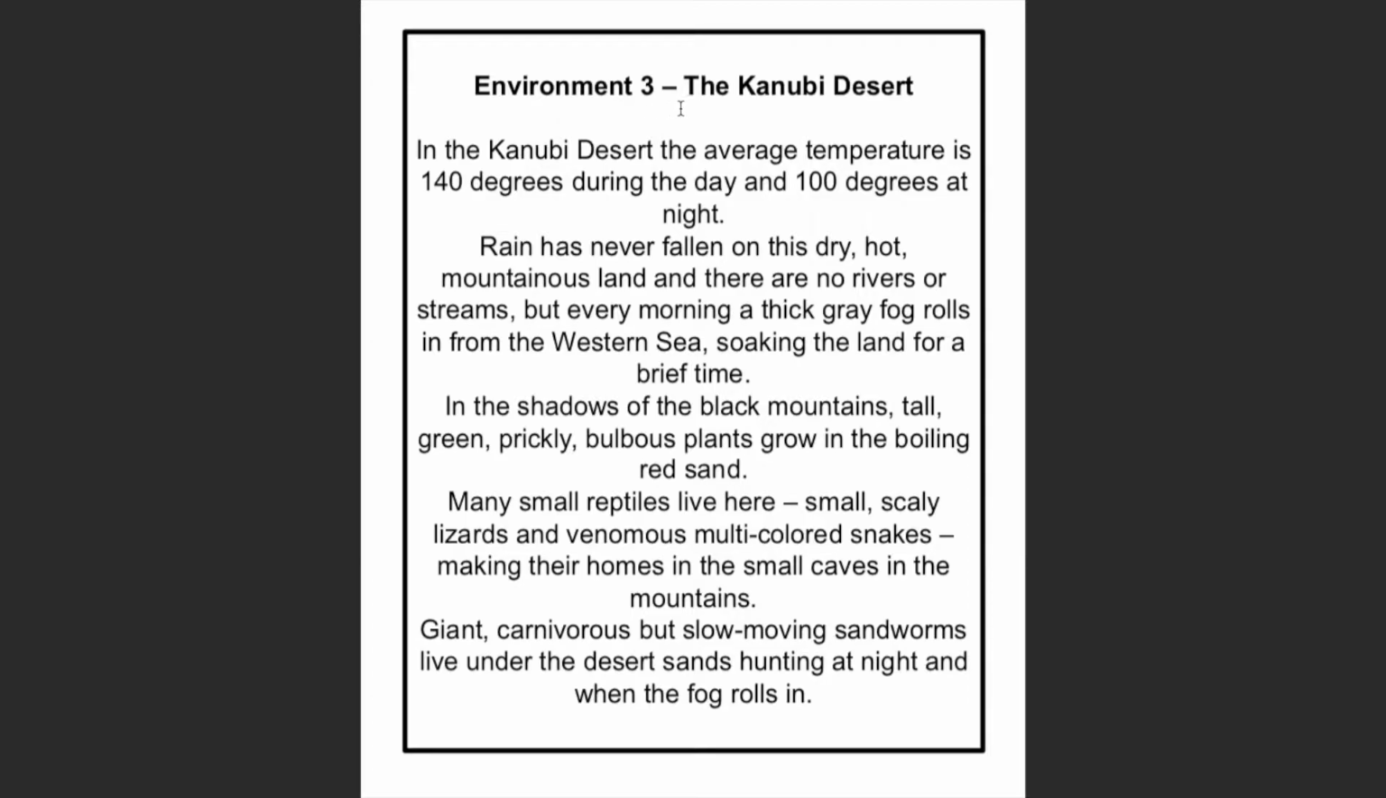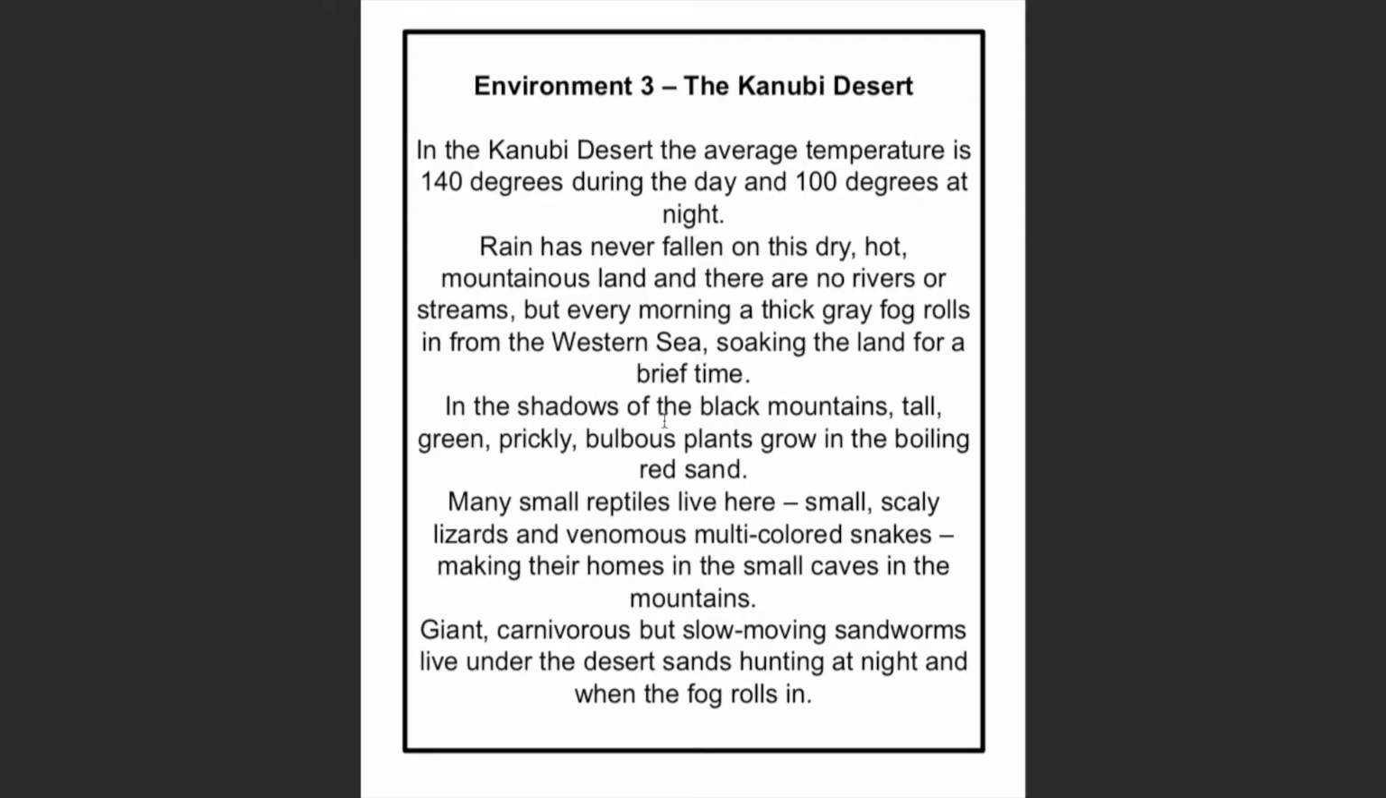Environment 3, the Canoe Desert. In the Canoe Desert, the average temperature is 140 degrees during the day and 100 degrees at night. Rain has never fallen on this dry, hot, mountainous land, and there are no rivers or streams. But every morning, a thick gray fog rolls in from the western sea, soaking the land for a brief time.